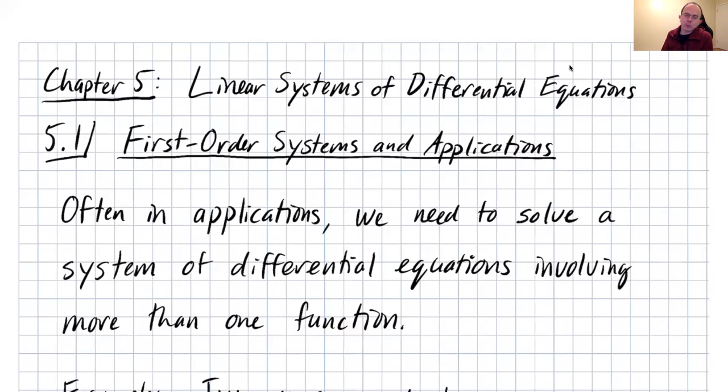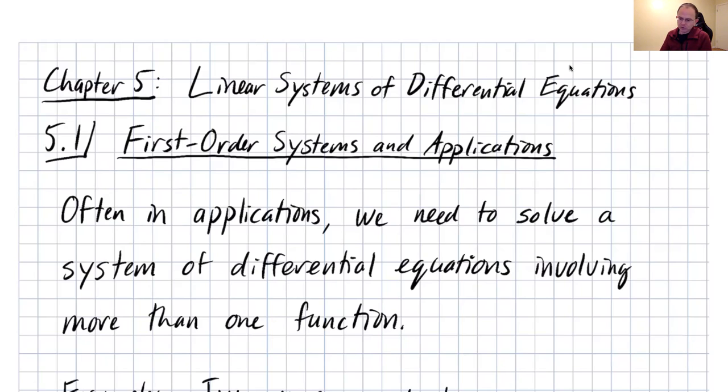Hi, welcome to MATH336. This is the first section of Chapter 5, where we're now going to start talking about linear systems of differential equations. So this is actually one of the most common ways that you'll encounter differential equations in the real world.